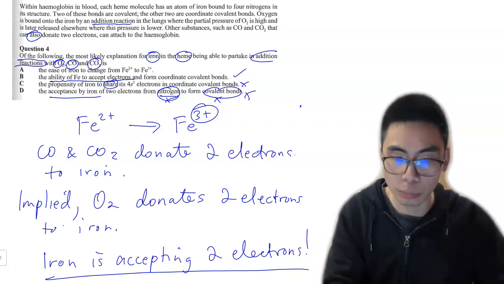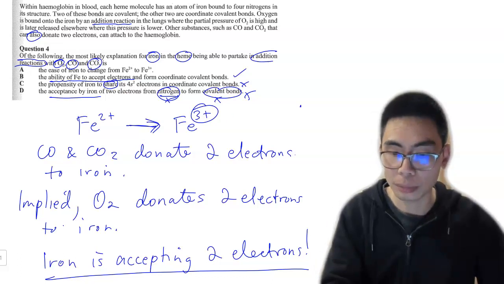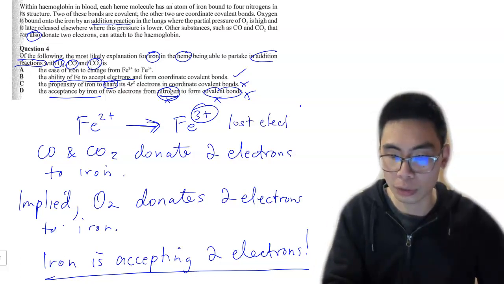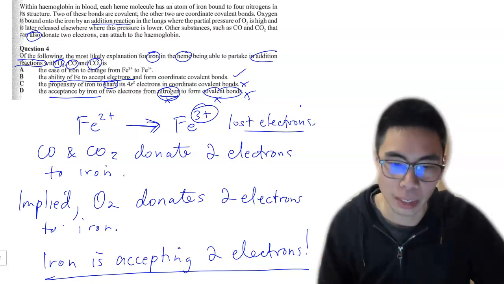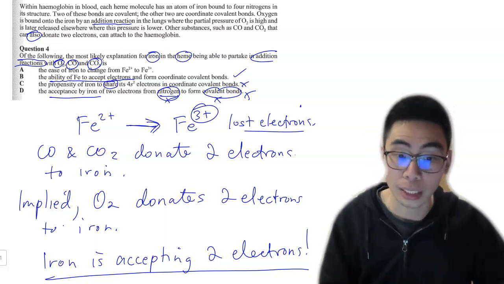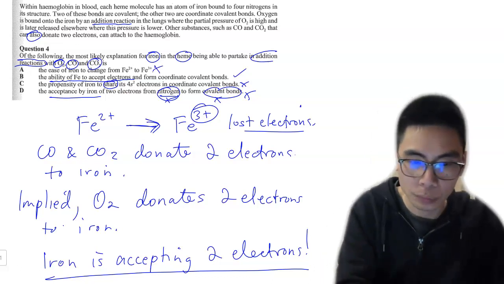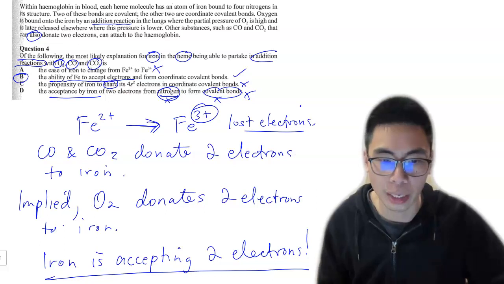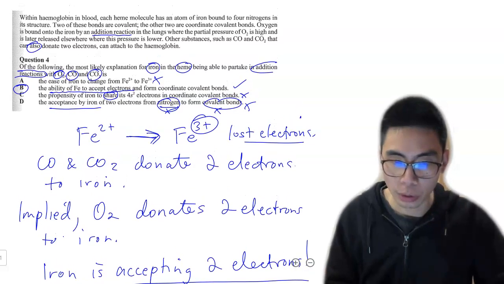So in fact, going through this process, it has become more positive, which means it has lost a negative charge. It has lost electrons. So option A doesn't even make sense in terms of whether it's accepting or donating electrons. So we can get rid of option A, and we can be pretty confident with our answer, B. Alrighty, well, hopefully that makes sense.